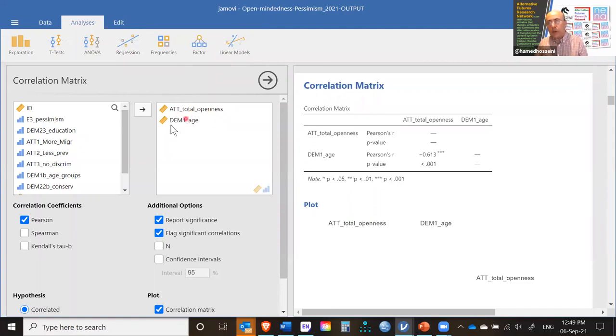So total open-mindedness, and he has put them there, and then he has ticked Pearson. Why has he ticked Pearson instead of Spearman? Well, maybe because he said if they're two continuous variables, we should go for Pearson. Oh yeah, that makes sense now. And then you see the Pearson is negative 0.613, and the p-value is less than 5%. And when you say flag significant correlations, it actually flags it.